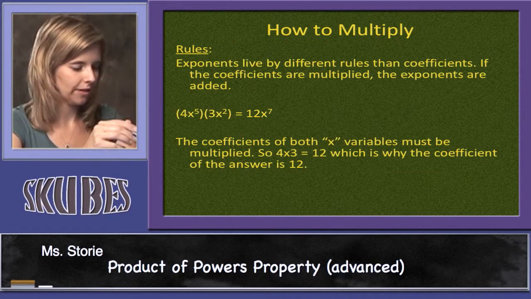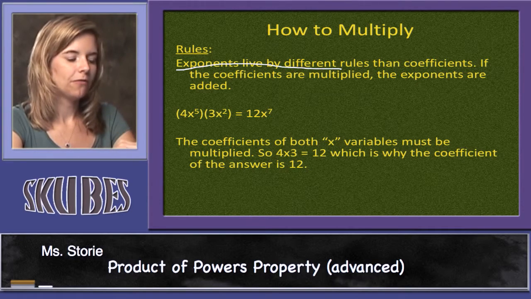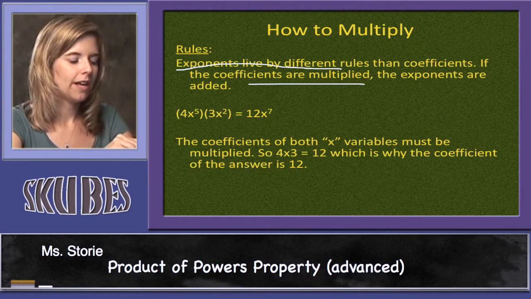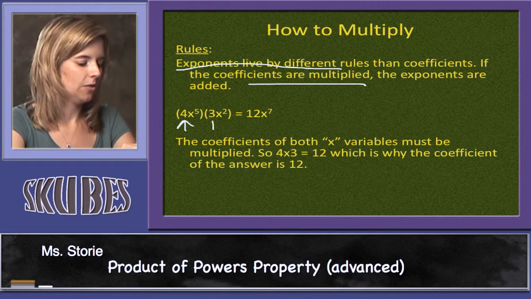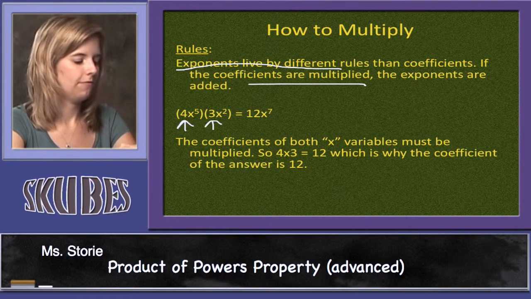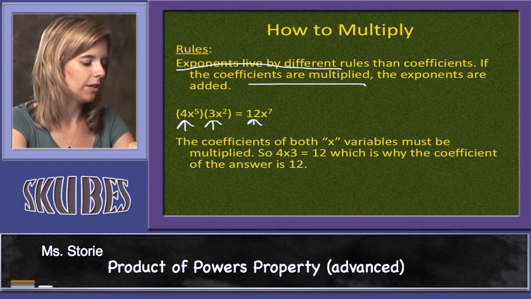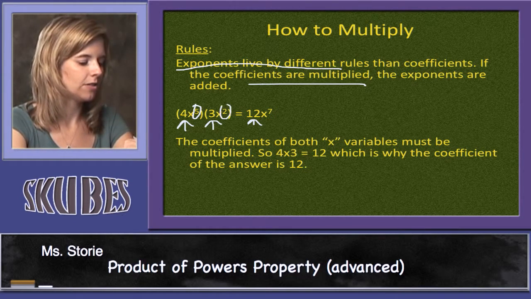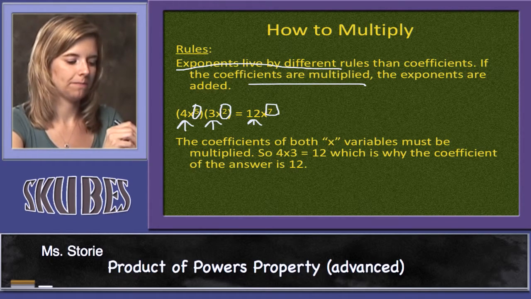But let's take a closer look at this. Exponents live by different rules. If the coefficients are being multiplied, that means the exponents are added. So take a look, like what we just did. Those coefficients right there, 4 and 3, 4 times 3 is 12. That's where we got the 12 from. But look at your exponents. You've got a 5 and a 2, and you're adding them together, and that's where we got that 7 from.